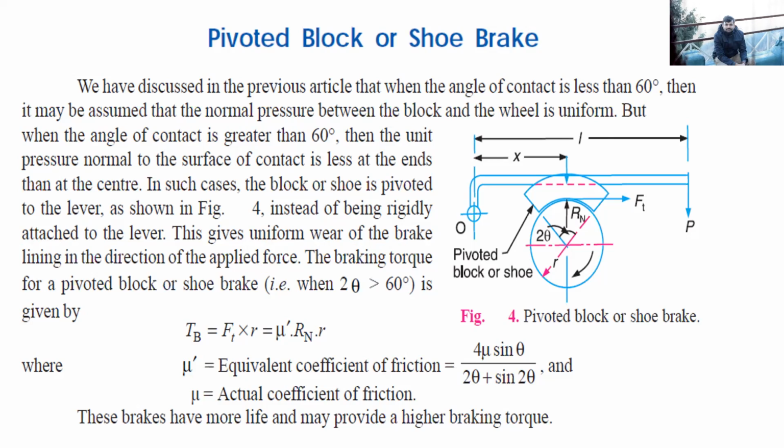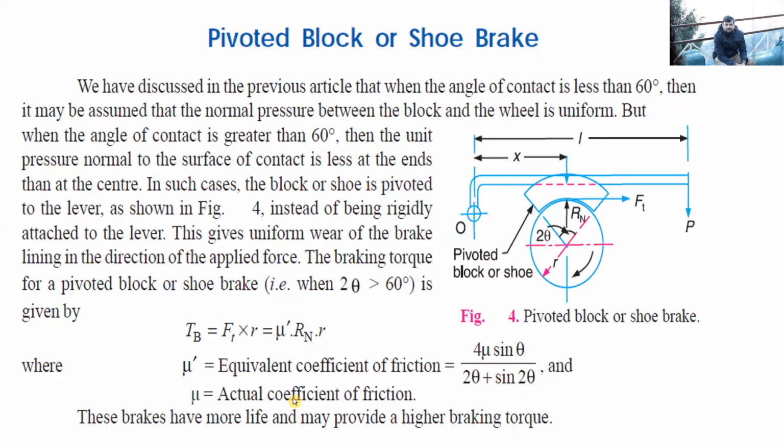But we do not have to go into detail on how these theories work. We only have to find the torque required to apply the braking force. In this case, the braking torque will be Ft into R, that is, mu dash into Rn into R. Here, instead of mu, the coefficient of friction, this mu dash is the equivalent coefficient of friction, and it can be calculated by the expression 4 mu sine theta upon 2 theta plus sine 2 theta. Theta is half of this 2 theta, and it will be given to you in the question.